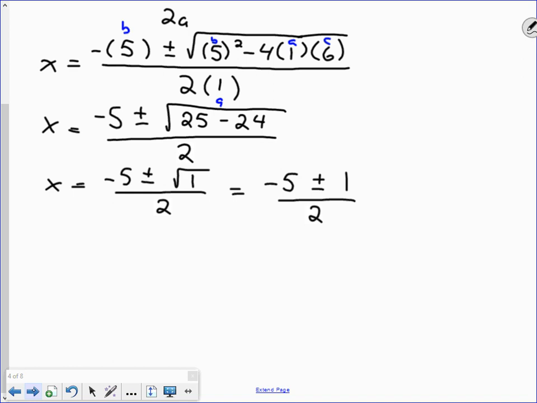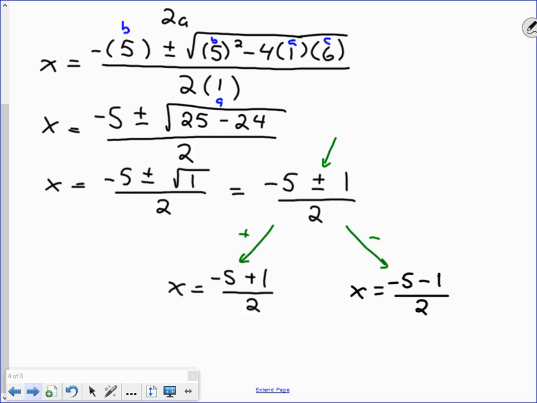Now it's time to think about what this plus minus really means. When we've been working with quadratic equations, we've seen that they often have two solutions. So the plus minus gives us the way of getting our two solutions. For one of our solutions, we're going to evaluate this expression using the plus sign. And for the other solution, we're going to evaluate it using the minus sign instead. So for one of them, we're going to have x equals negative 5 plus 1 divided by 2. And the other one is going to be x equals negative 5 minus 1 divided by 2.